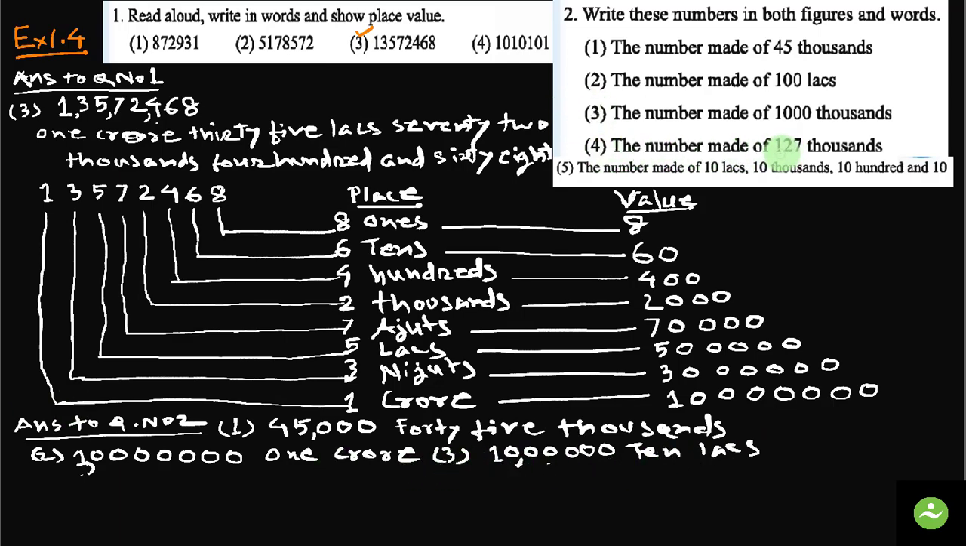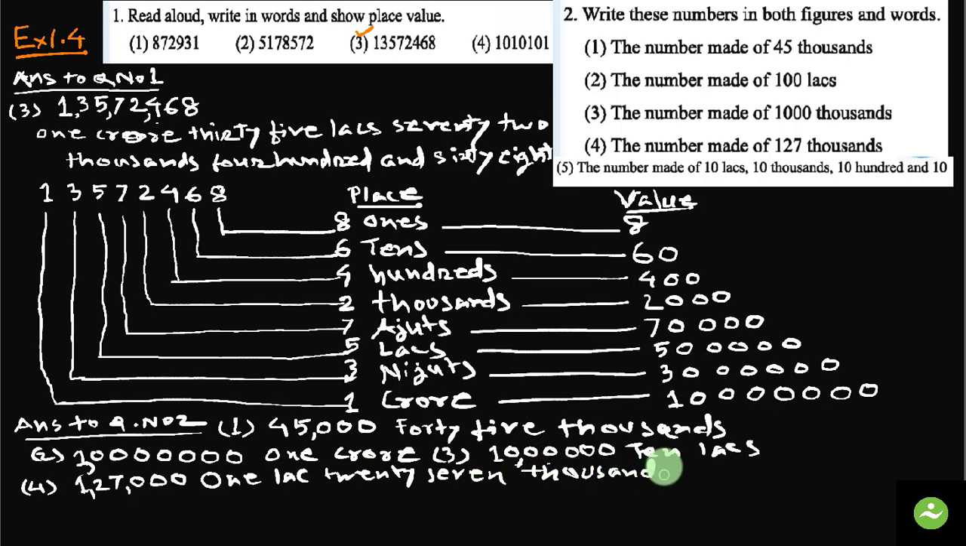Number four, 127,000. 127,000 means 30. So let us read it from the right. Ones, tens, hundreds, thousands, ten thousands. And then lakhs means actually it is 1,27,000. So let us write it, 1,27,000. So we are done with serial 4.